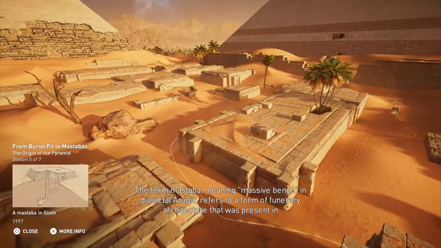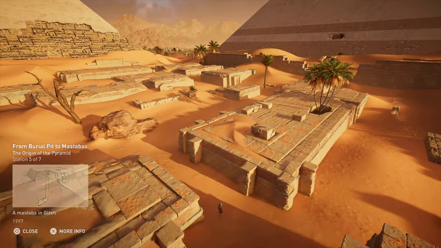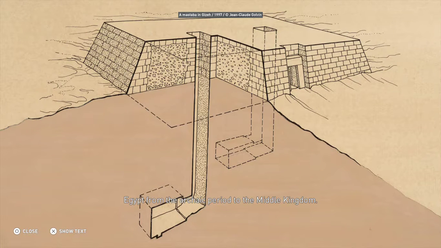The term mastaba, meaning massive bench in dialectal Arabic, refers to a form of funerary architecture that was present in Egypt from the Archaic period to the Middle Kingdom. An evolution of the burial pit, mastabas were generally composed of two parts.